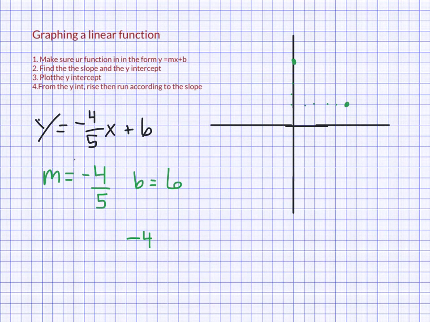And you can do that one more time if you want, just to get a few more points. Down 4, run 1, 2, 3, 4, 5. All right, and there you go. You have plotted the equation of the linear function.